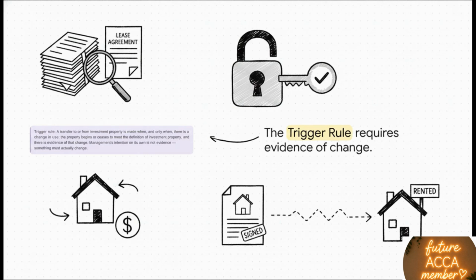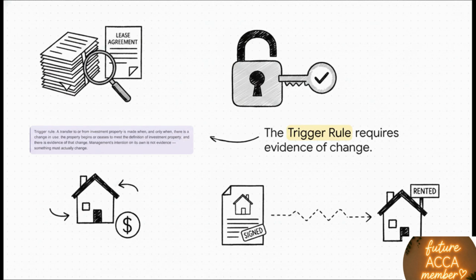Management simply intending to rent it out or chatting about it in a board meeting? Nowhere near enough. You need concrete evidence, like an actual signed lease agreement with a third party or physically taking occupation of a newly constructed building. Once that evidence trigger is met, the key concept is deemed cost. This just means the fair value of the property at the exact transfer date becomes its brand new starting cost for its new category.